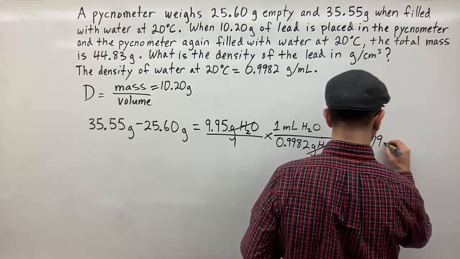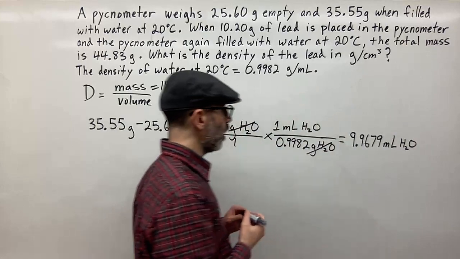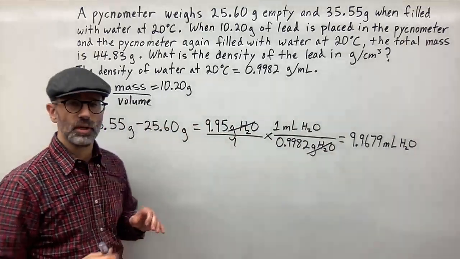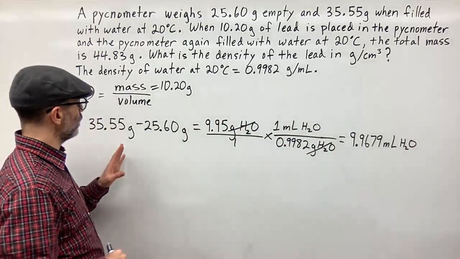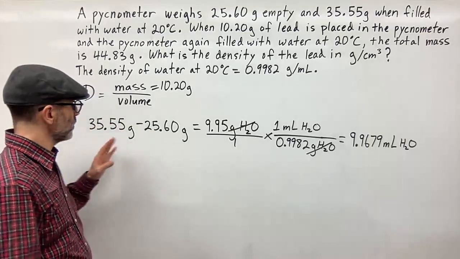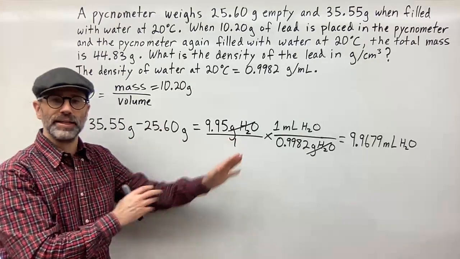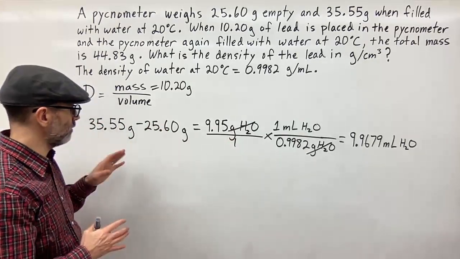9.9679, and that's going to be milliliters of water. So now, keeping in mind, we have to pay attention to sig figs. This is a mixed batch. We're subtracting, multiplying, dividing. So how do we keep track of this?